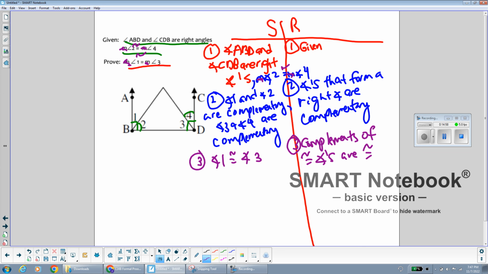I want to also remind you again, you could have used subtraction. The big 90-degree angles, subtract off angle 2 gives you angle 1. Subtract off angle 4 gives you angle 3. The subtraction would have also worked, but complements of congruent angles are congruent does it in fewer steps.